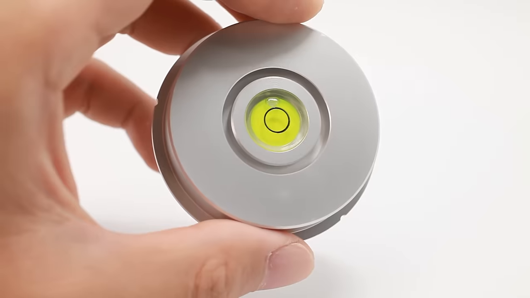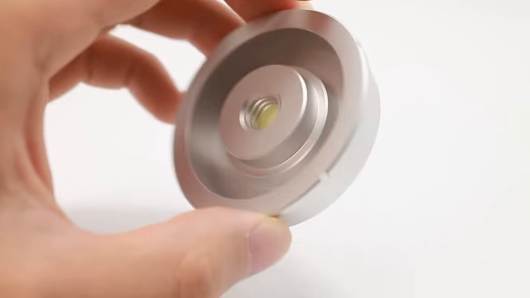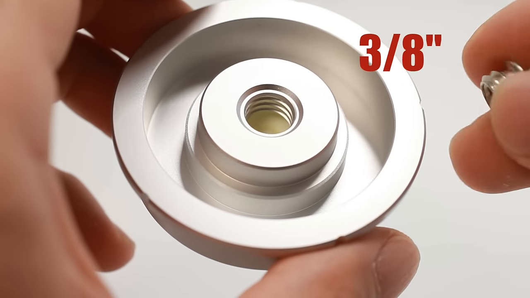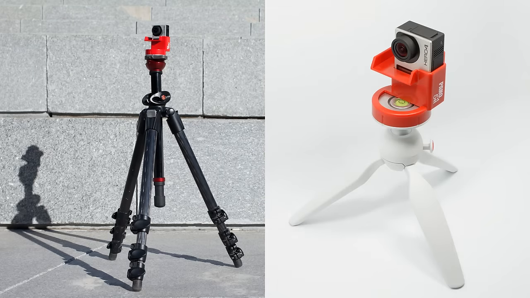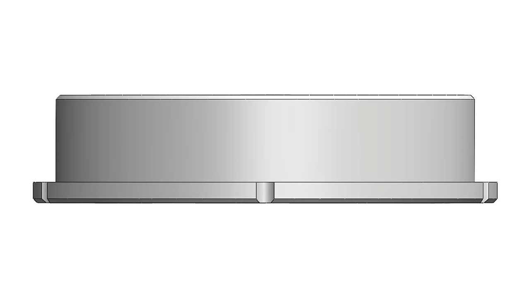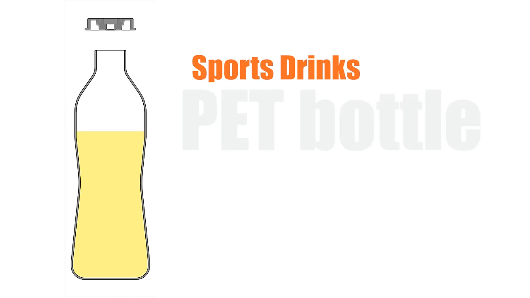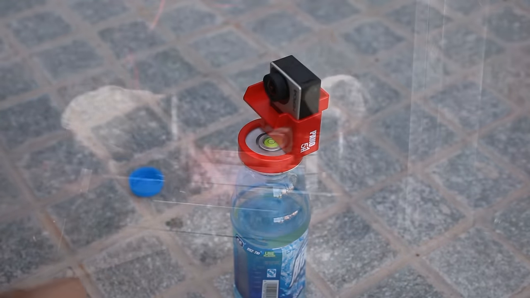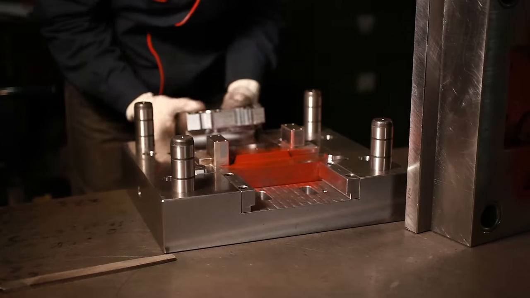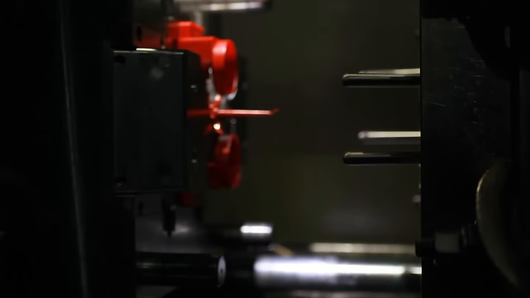The base mount is forged from an aluminum alloy block. It has a 3/8 threaded hole and comes with a transfer screw to 1/4 inch thread, so it can be used on any tripod. In addition, two bottle stoppers are hidden under the base, allowing you to attach the stand to a regular water bottle or energy drink. No tripod? No problem.